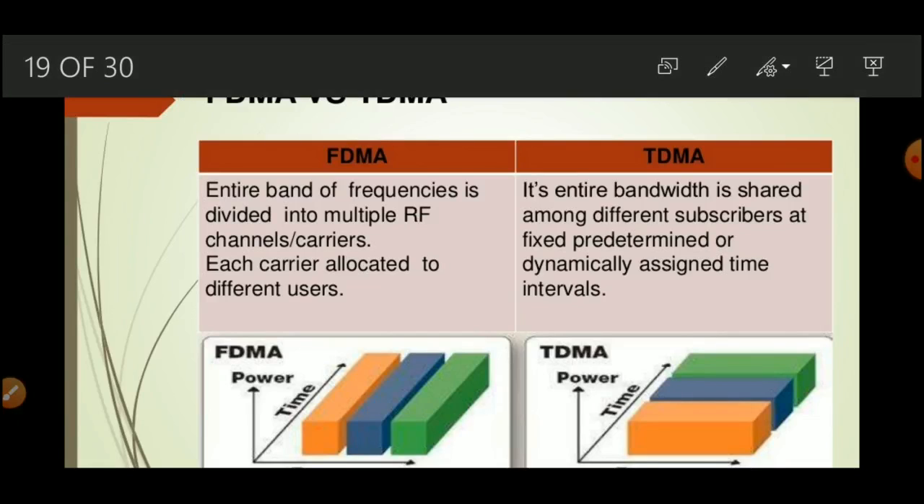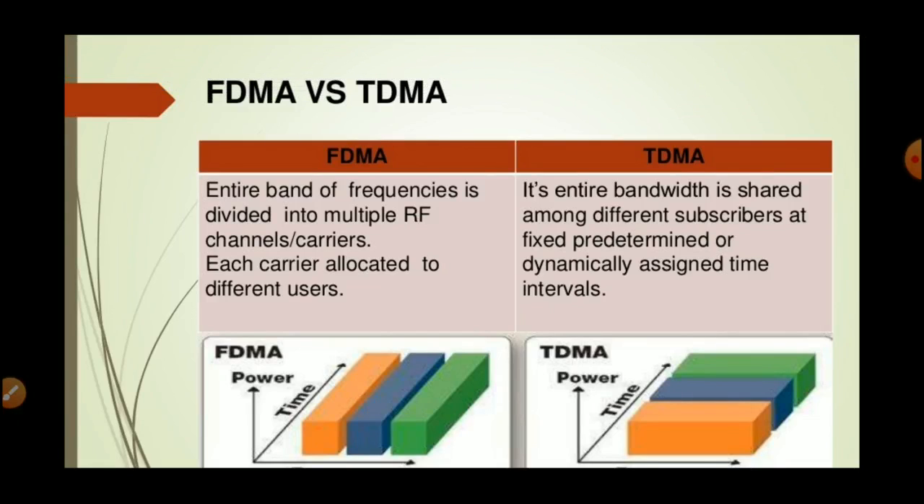Difference between FDMA and TDMA: in FDMA, the entire band of frequencies is divided into multiple RF channels, carriers. Each carrier is allocated to different users. In TDMA, the entire bandwidth is shared among different subscribers at fixed, predetermined, or dynamically assigned time intervals.